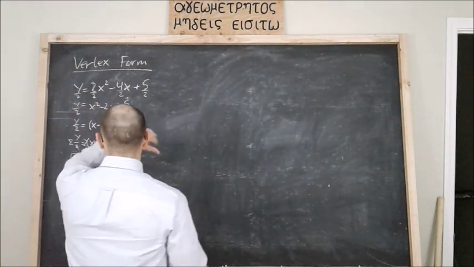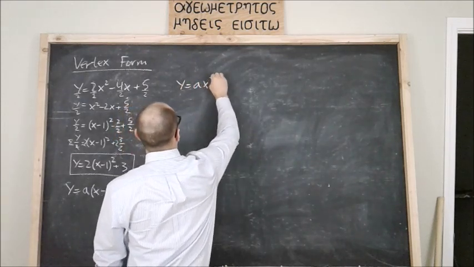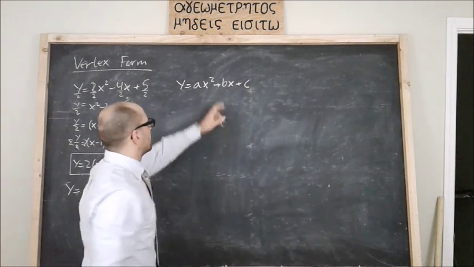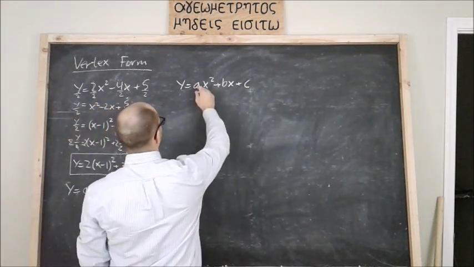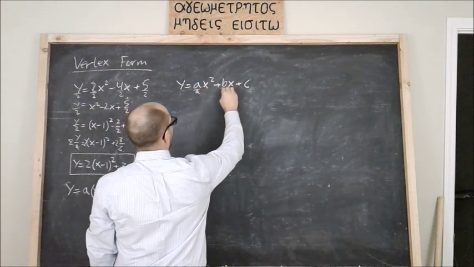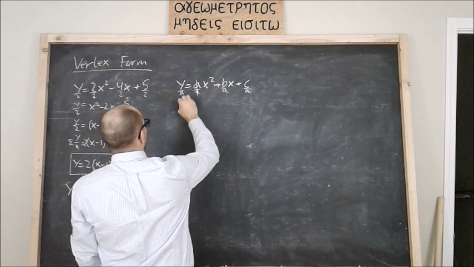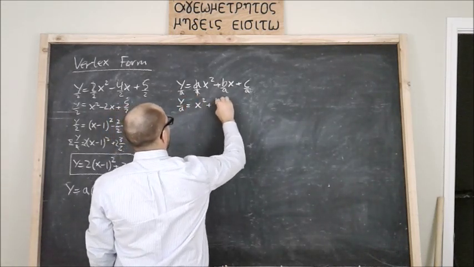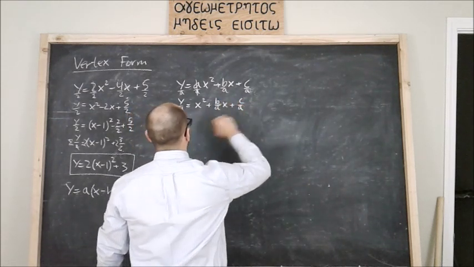I'm going to show you the general form from y equals ax squared plus bx plus c. Okay, that's our second order polynomial. First step, we divide each term by a, including y. So that's going to cancel. Y over a equals x squared plus b over a times x plus c over a.